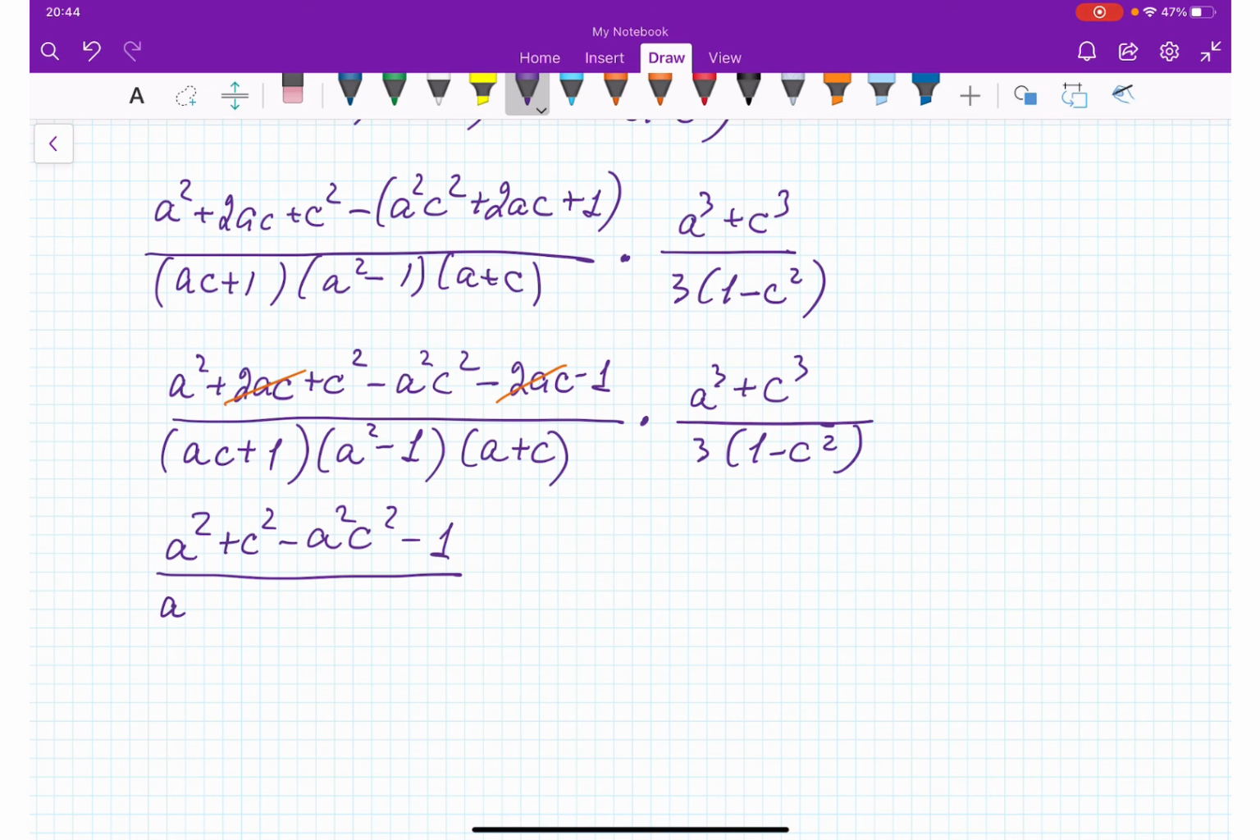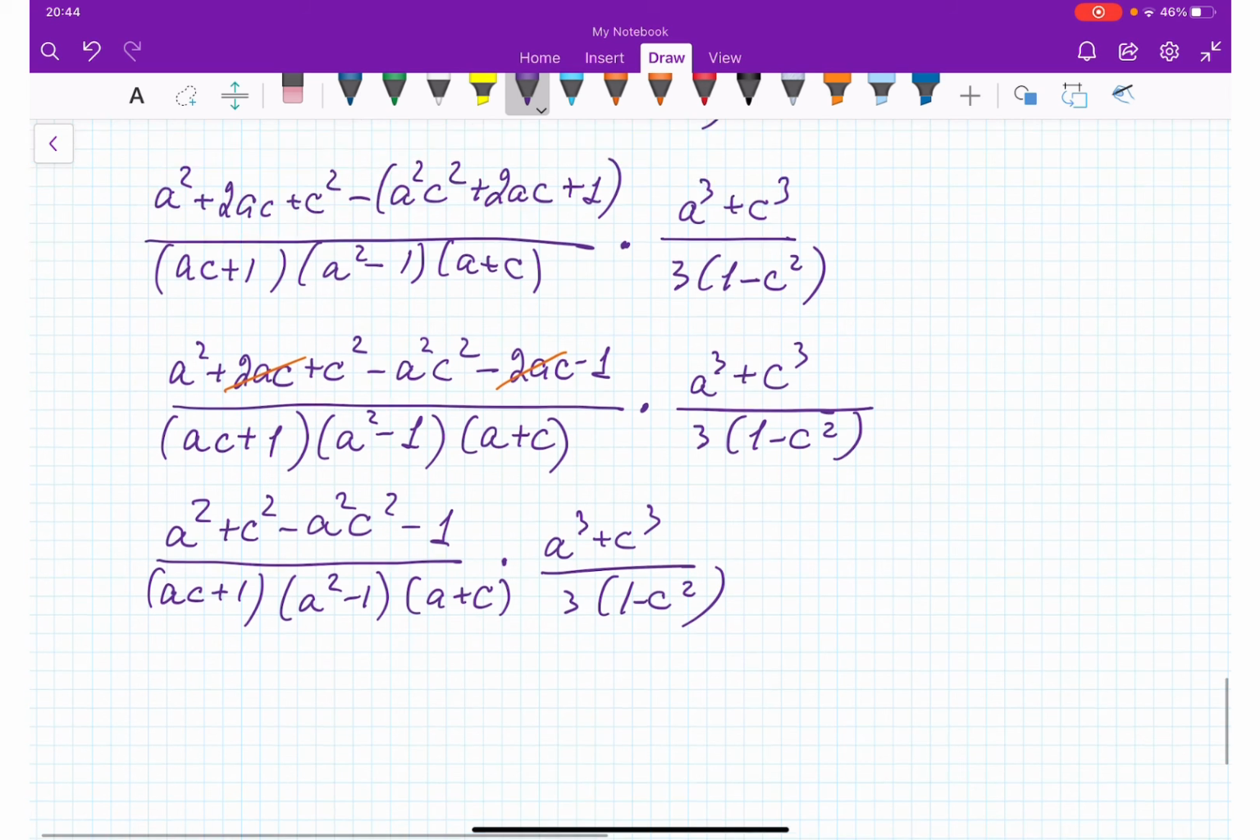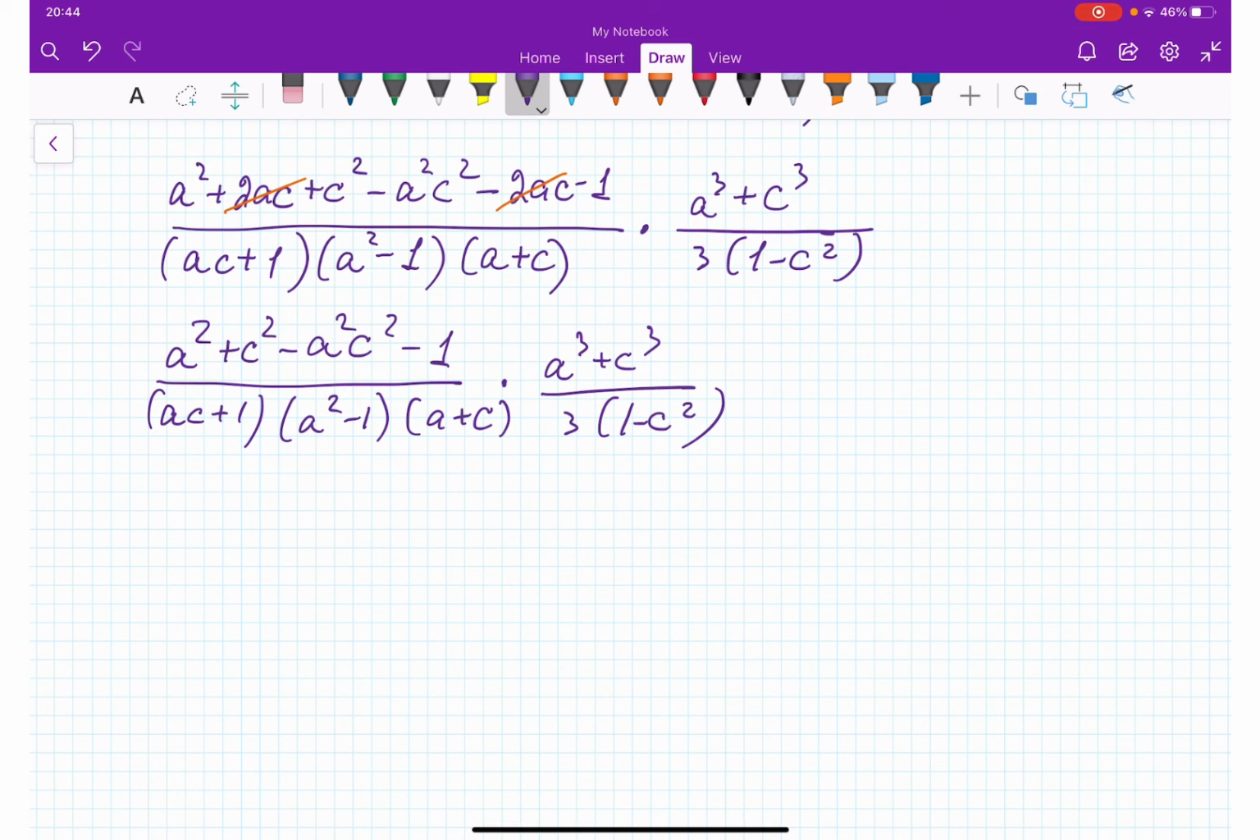divided by a squared minus 1, a plus c, times a cubed plus c cubed divided by 3 times 1 minus c squared. Alright, so in the numerator I have 4 terms. Guess what I'm going to do? Grouping. I'm going to try to do grouping, and I'm going to rewrite this way: a squared minus a squared c squared, and then plus c squared minus 1.